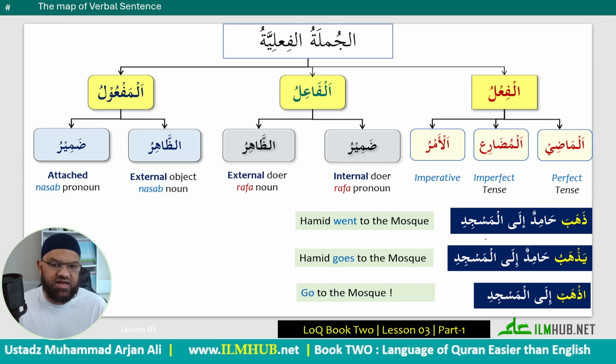So for example, here, ذهب حامد إلى المسجد. So Hamid went, and of course you can tell from the English that this is past tense. And if you note from the previous lesson, you know that this is al-madi. And then we have يذهب حامد إلى المسجد. So again, you have here Hamid goes to the mosque. And then if I want to tell somebody to go to the mosque, it will be اذهب إلى المسجد. And this one, of course, we're going to learn later. So these two we will cover later.